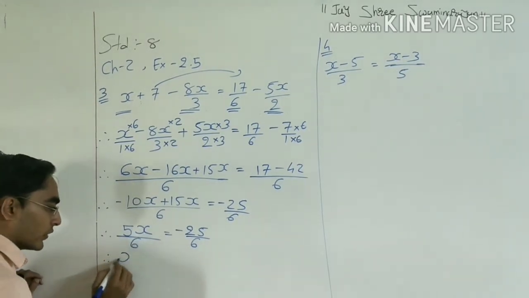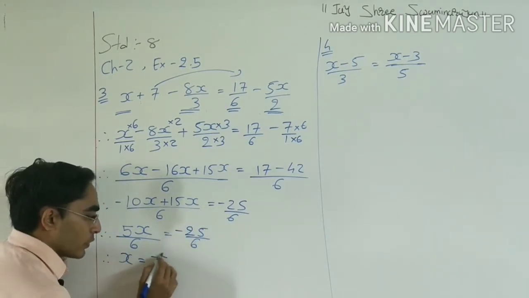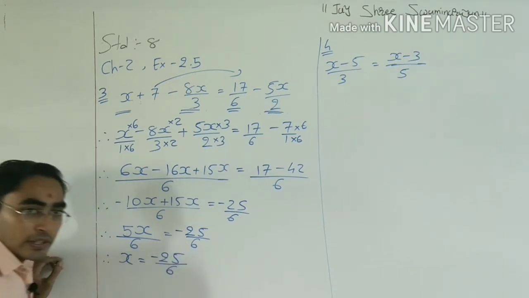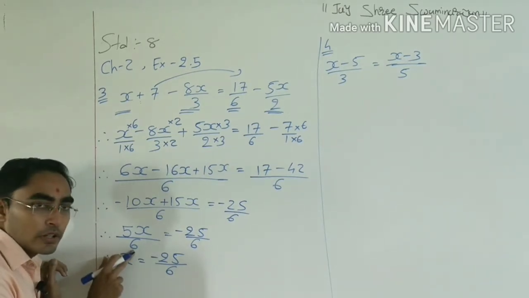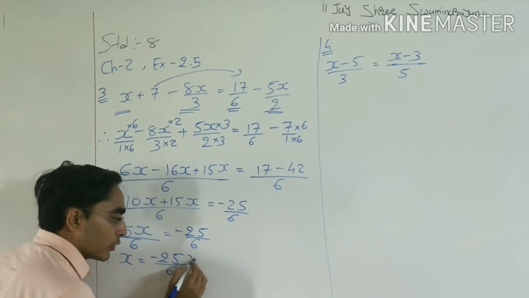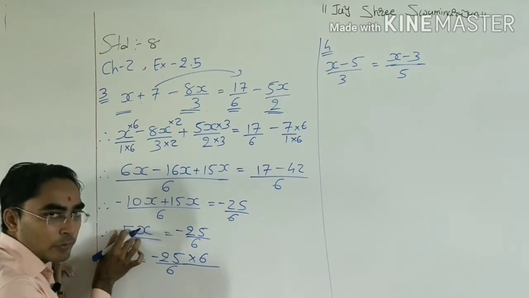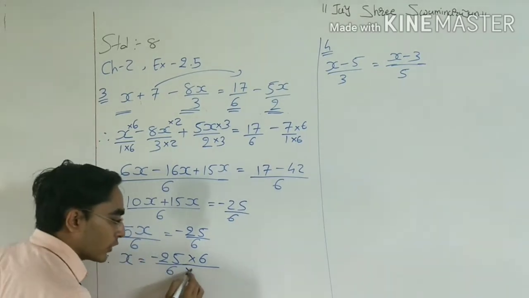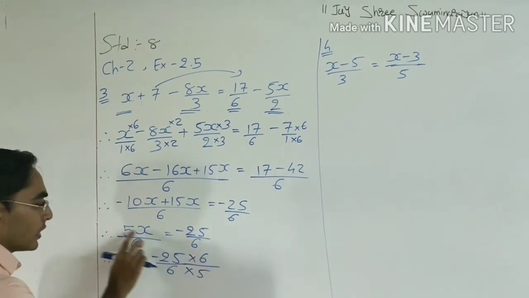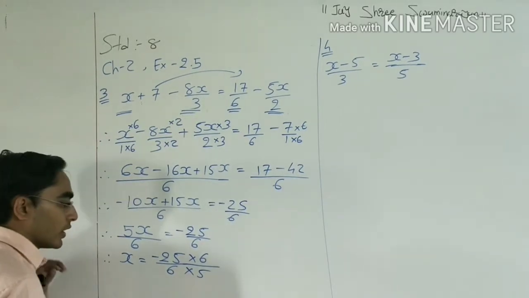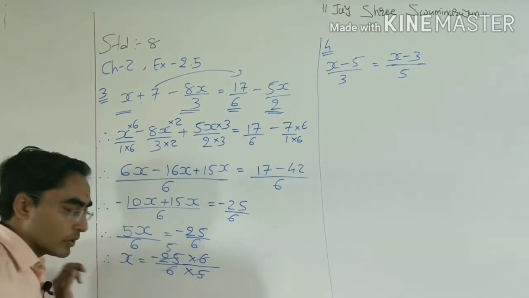Then we need to find this x. So we need to transfer this 5 and 6 to the right hand side. First of all, in the right hand side we have minus 25 by 6, which we write as it is. Now this 6 is present in the denominator. If we transfer it to the right hand side, it goes to the numerator, as multiplication. And 5 is present in the numerator. If we transfer it to the right hand side, it goes to the denominator. This 6 is going to the numerator, 5 goes to the denominator. Now 6 and 6 cancel. 5 fives are 25.